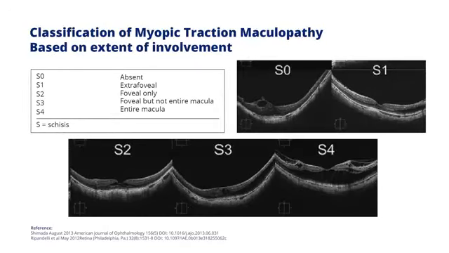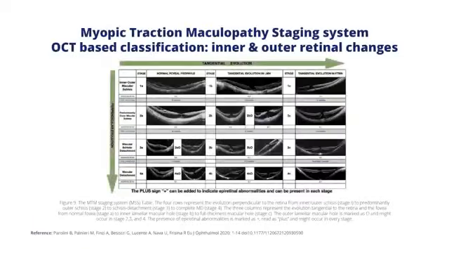Several groups have tried to classify myopic traction maculopathy. Shimada's group described this based on the extent of involvement, whether it's extrafoveal, foveal, and how much of the macula was involved from S0 all the way to S4. More recently, the Italian group have described this based on OCT findings of the inner and outer retinal changes that are contributed by both tangential traction as well as anteroposterior traction. And if epiretinal membranes are present, that's included as a plus.